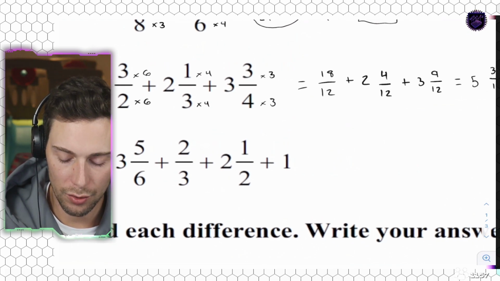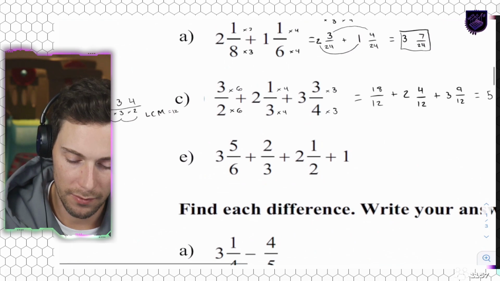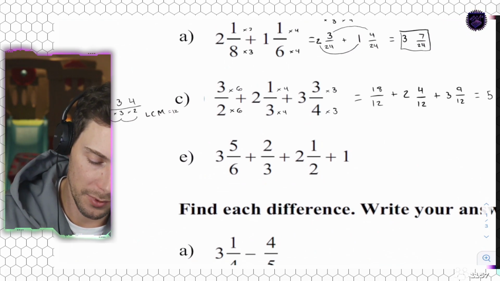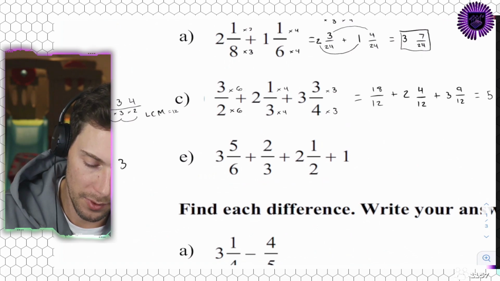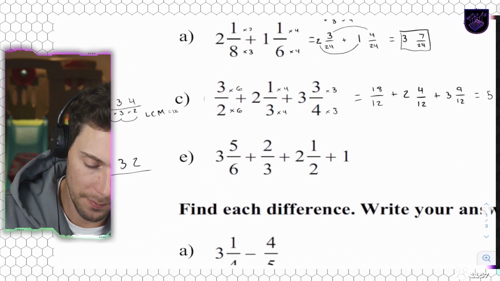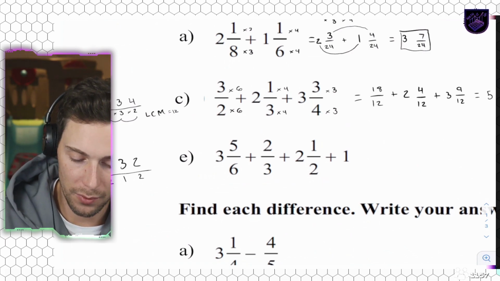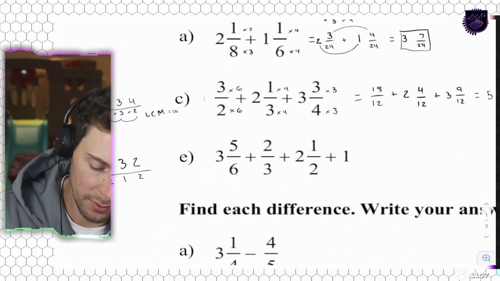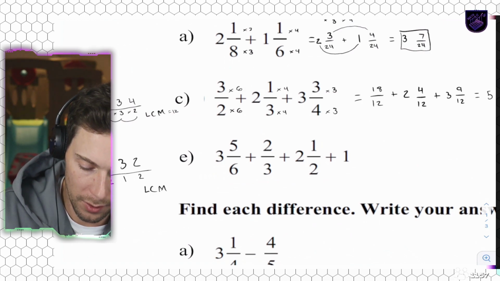Let's look at our lowest common multiple. So we have 6, we have 3, and we have 2. The GCF of those numbers, there's a 3 between two of them, which makes 2, 1, and 2. So 3 times 2 times 1 times 2 is going to be 12. So our LCM is going to equal 12.